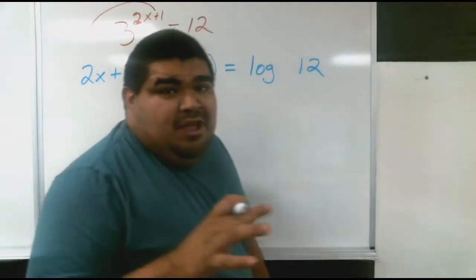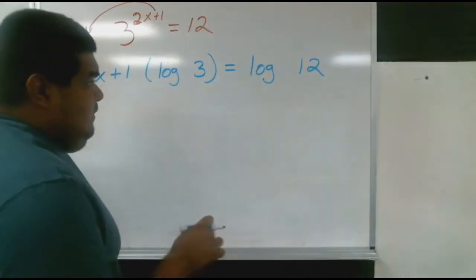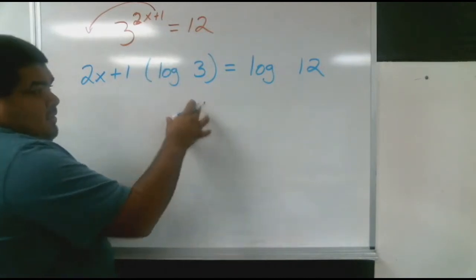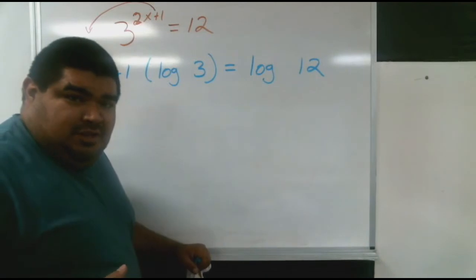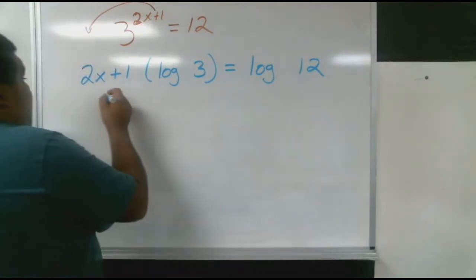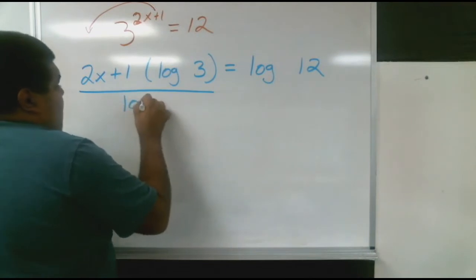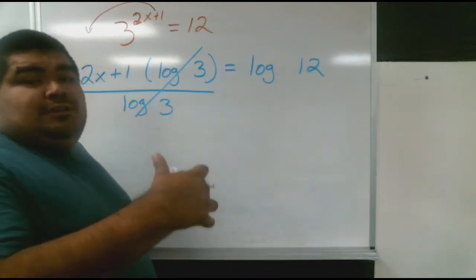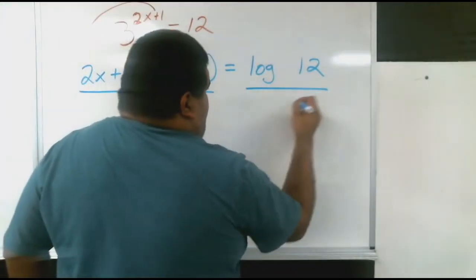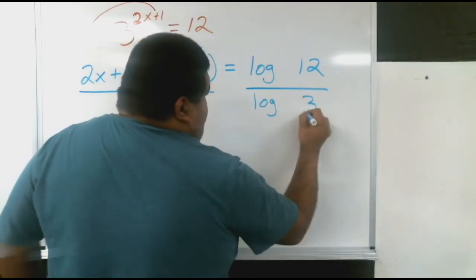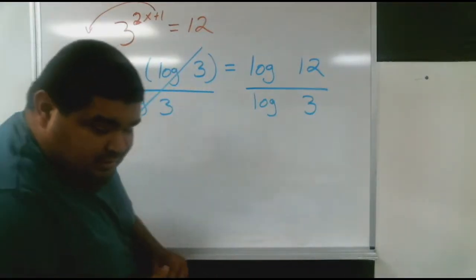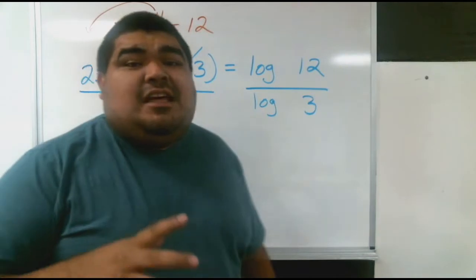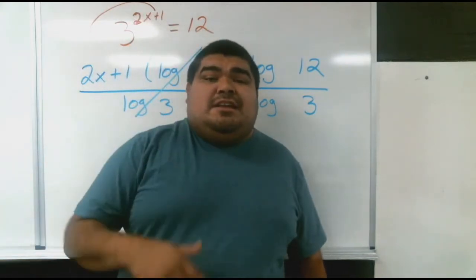Now that we have this type of problem, if you really look at it, we're multiplying 2x plus 1 times log of 3. Remember, the opposite of multiplication is division. So we're going to divide this side by log of 3 to cancel it out. But whatever you do to one side again, you do it to the other. So we're going to divide this side by log of 3. Notice that there's no number on the log. That means that it's base 10. If you have a log of 10, it is also base 10.